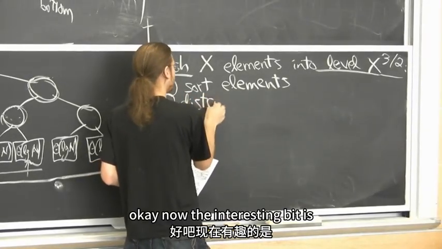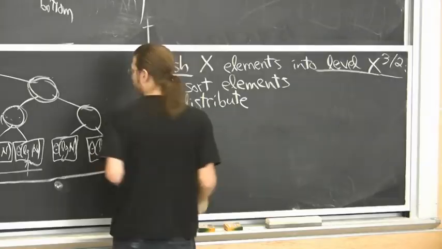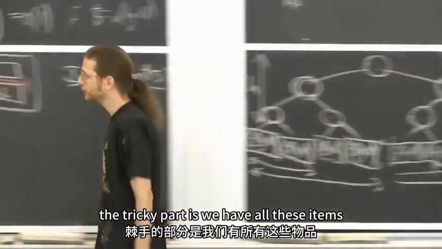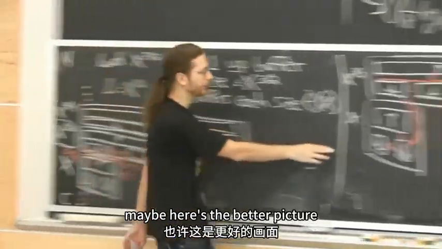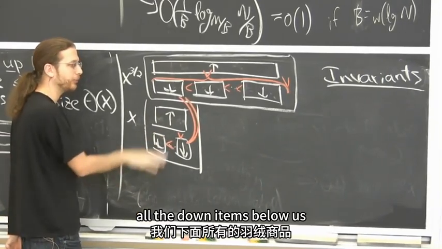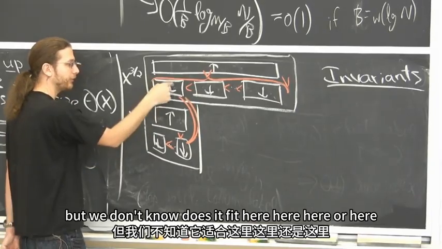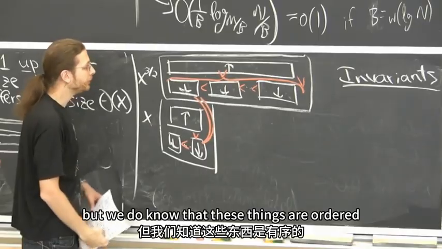Okay, now the interesting bit is how we do the push. The tricky part is we have all these items. We know that they're bigger than all the items below them. Maybe here's the better picture. We know these guys need to go up. They're bigger than everything, all the down items below us. But we don't know, does it fit here, here, here, or here? But we do know that these things are ordered.